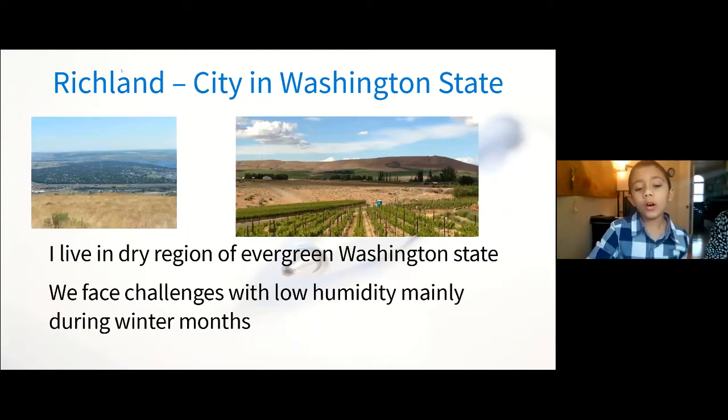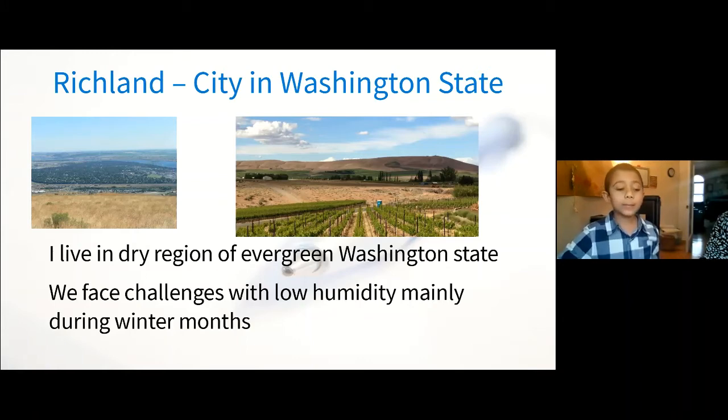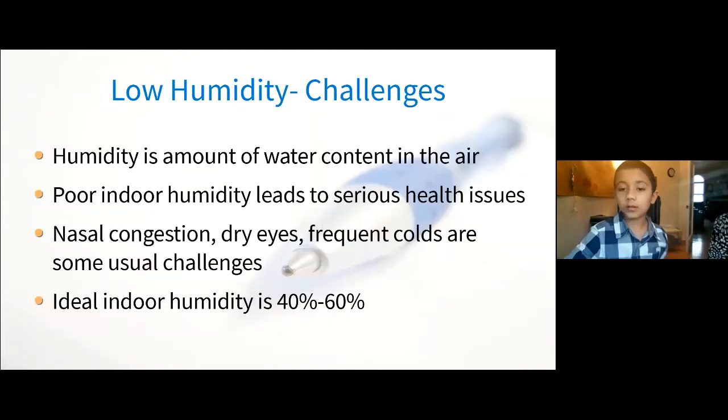I live in a drier region of Evergreen, Washington State. We face challenges with low humidity, mainly during winter months. Low humidity challenges. Humidity is the amount of water content in the air. Poor indoor humidity leads to serious health issues. Nasal congestion, dry eyes, frequent colds are some usual challenges. Ideal indoor humidity is 40% to 60%.